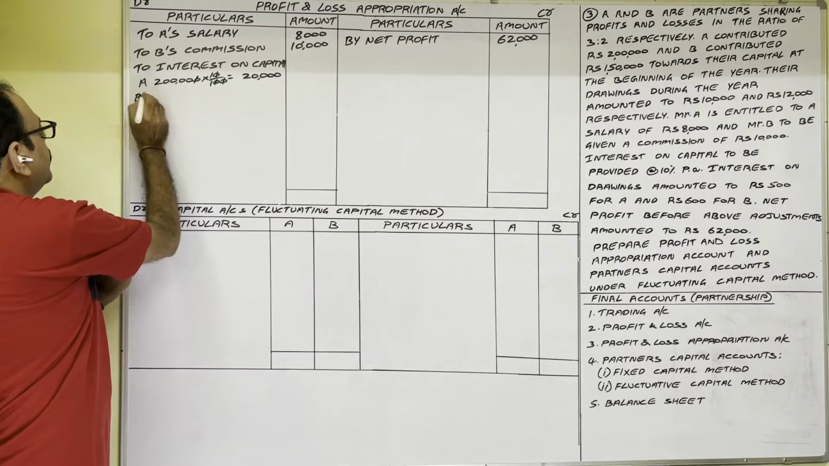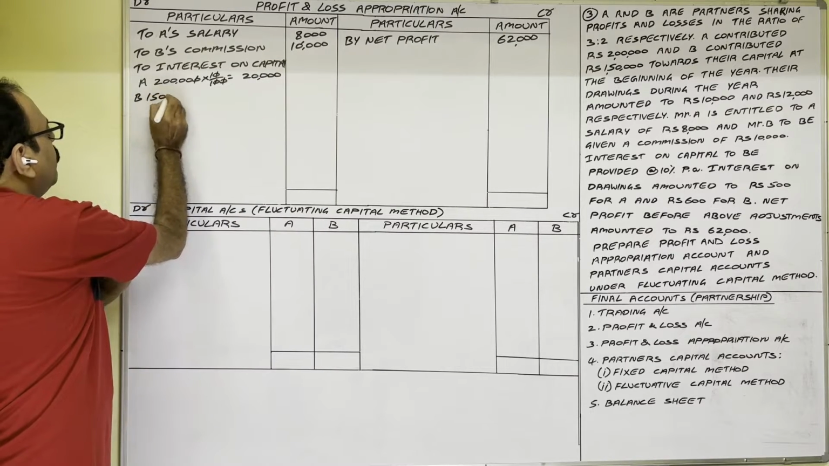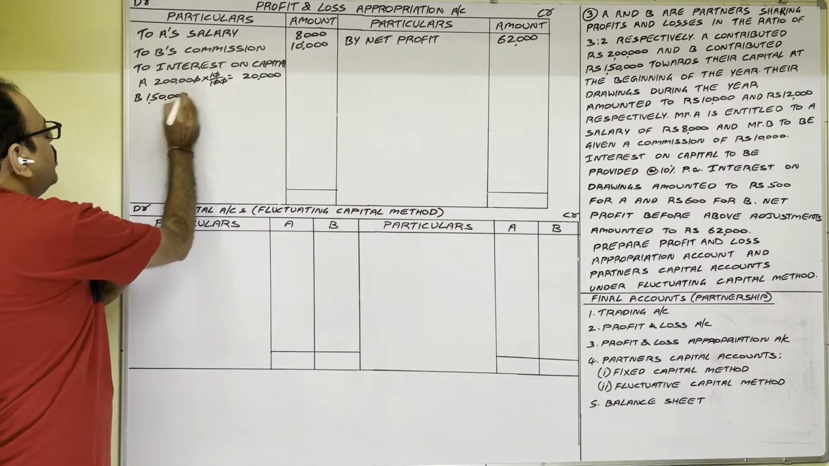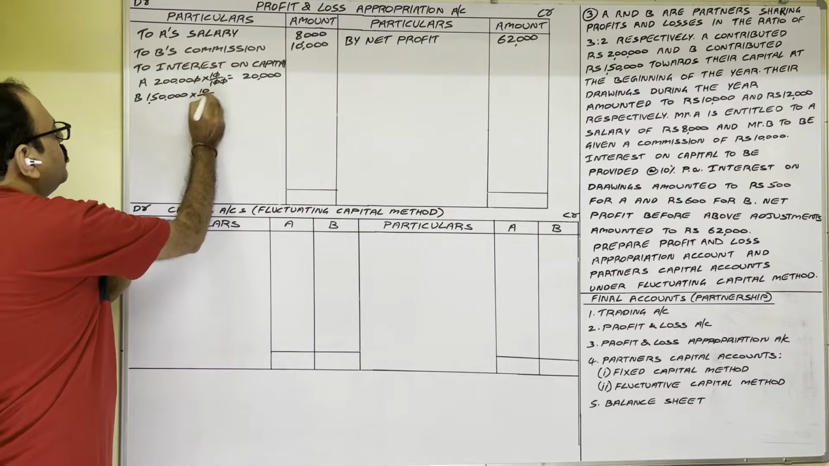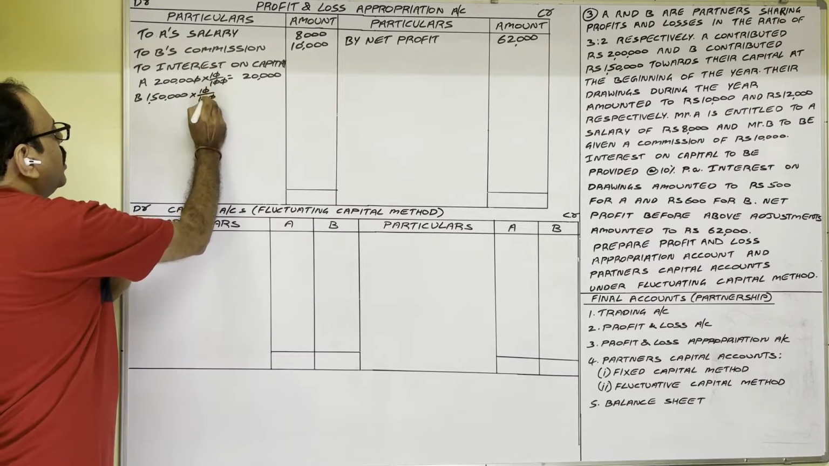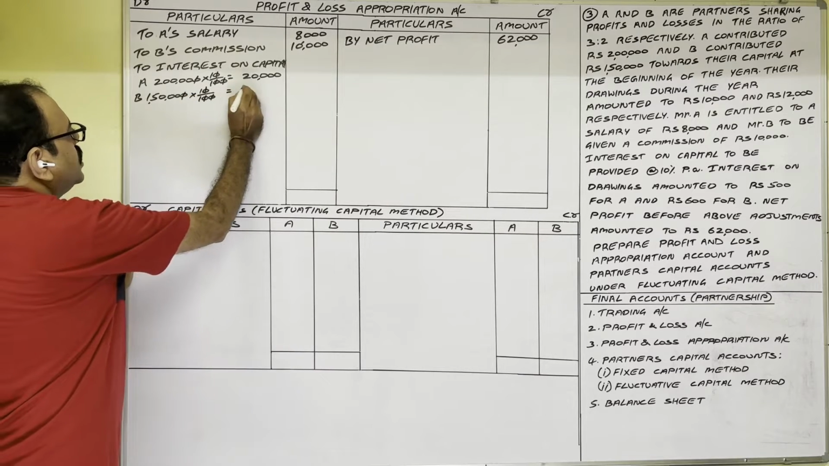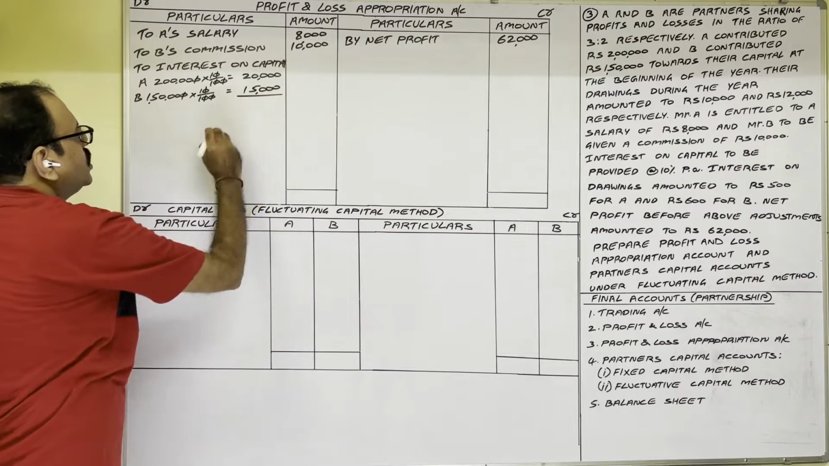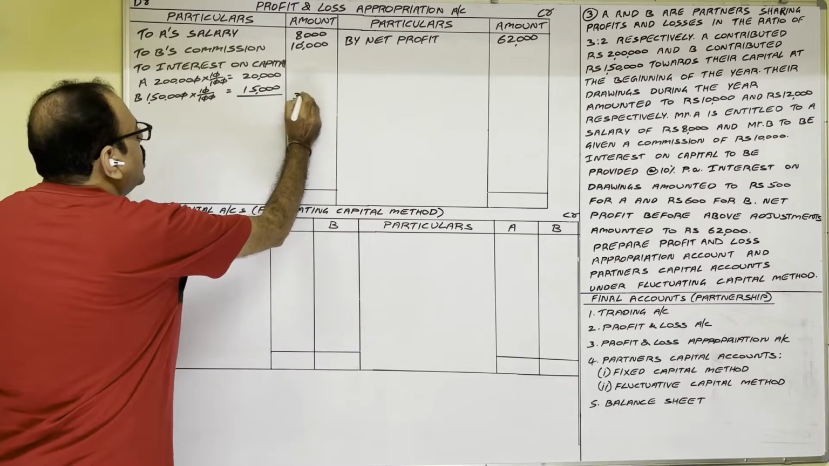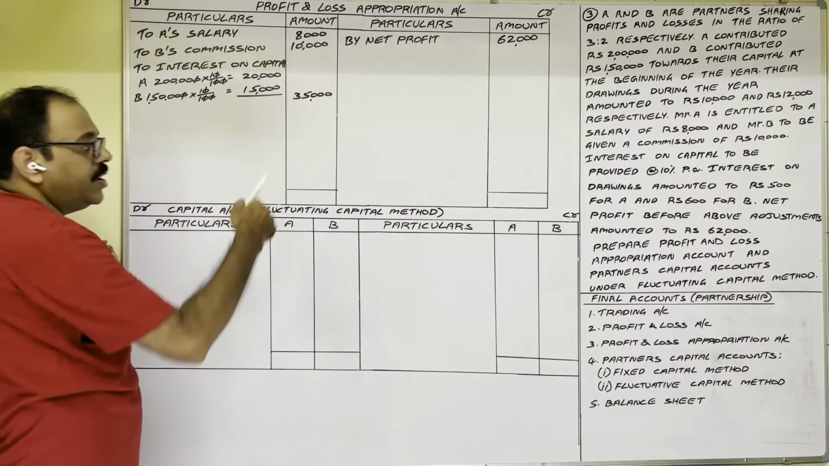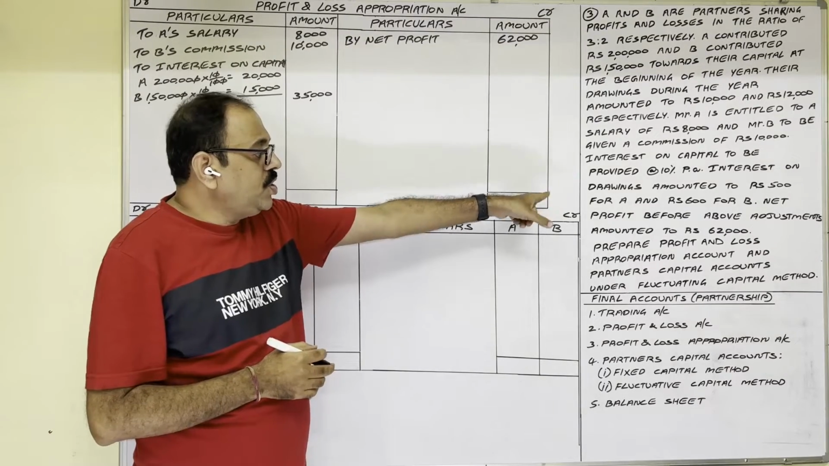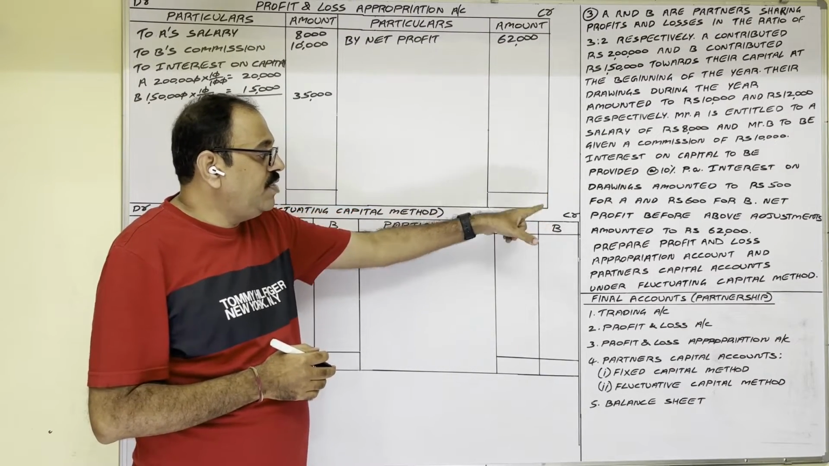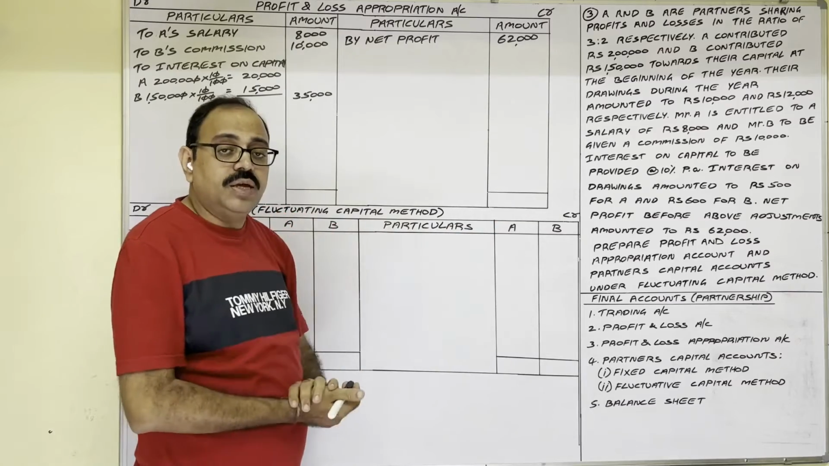Next B. B invested 1,50,000 rupees capital. On that, 10% interest the firm has to pay. The amount is 15,000 rupees. Add these two amounts, total in the outer column: 35,000 rupees. Continuation. Interest on drawings amounted to 500 for A and 600 for B.